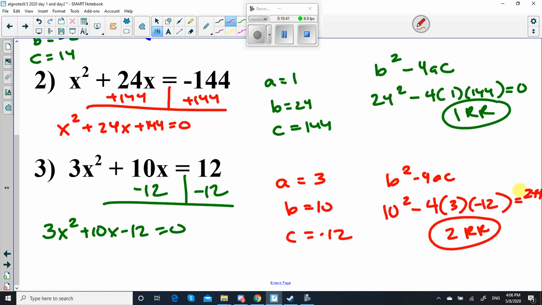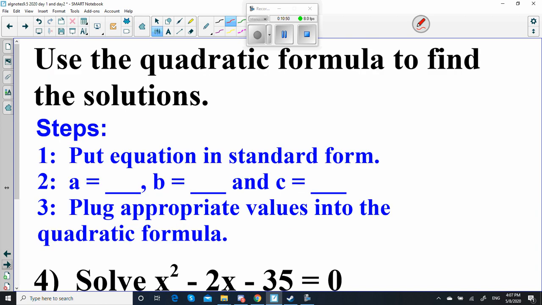When you take the A, B, and C and plug them into B squared minus 4AC, that is only a partial part of the quadratic formula. There are some of those on your homework today.